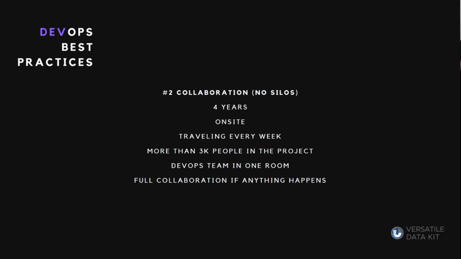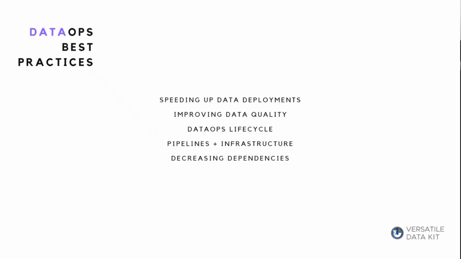And eventually, as a result of DevOps and the benefits that it brings, the best practices were translated to the data world. And in 2014, the term DataOps was coined. Basically, in a nutshell, DataOps is a data engineering equivalent for DevOps best practices. And the idea is to speed up the data deployment while improving the quality of the data.